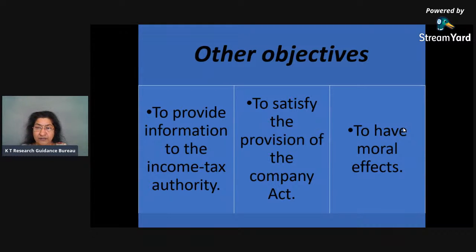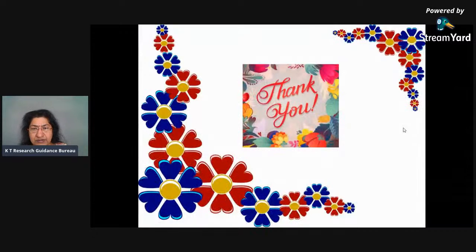And another one is to have moral effects. If the person has the fear that another authority will check my transactions or will check my actions, at that time he will do his work nicely and sincerely. So, for moral pressure, audit is needed. So, this is the brief explanation of objectives of audit.